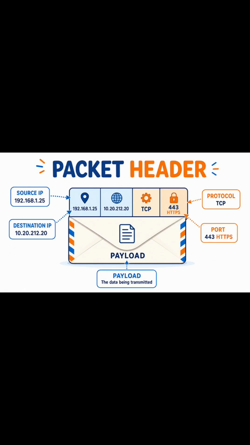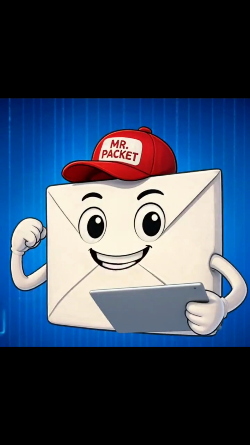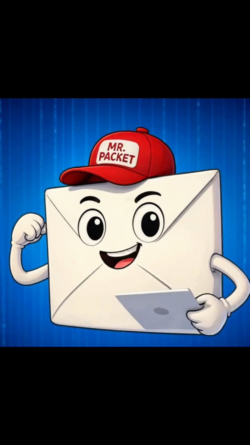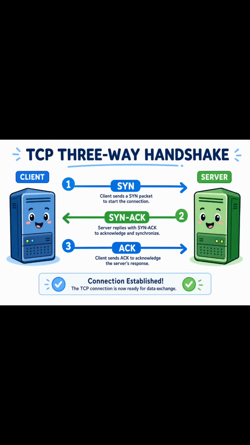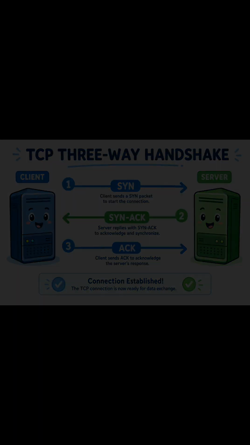Now client PC stamps my headers. Source, 192.168.1.25. Destination, 10.20.212.20. Protocol, TCP, port 443, HTTPS. TCP gives us guaranteed delivery and a three-way handshake: SYN, SYN-ACK, ACK, before any real data flows. Papers in order. Off I go.